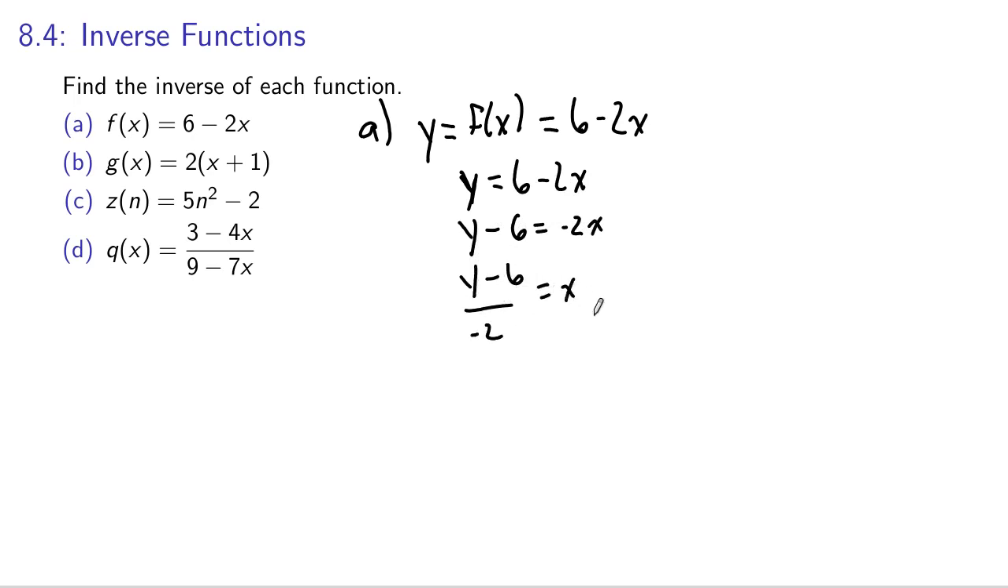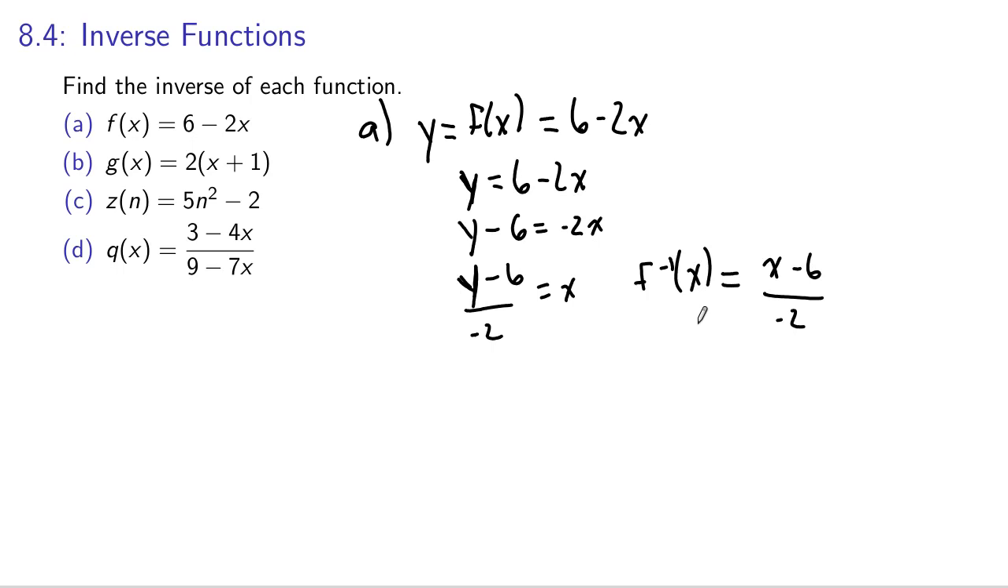Now what? All we need to do is one little simple change of name to get the inverse function. We write the inverse function of f of x, and then we just take this as our rule, changing the placeholders. So swap the name of the output for the name of the input: x minus 6, swapping x for y, over -2. That's the inverse of this original function, f of x.